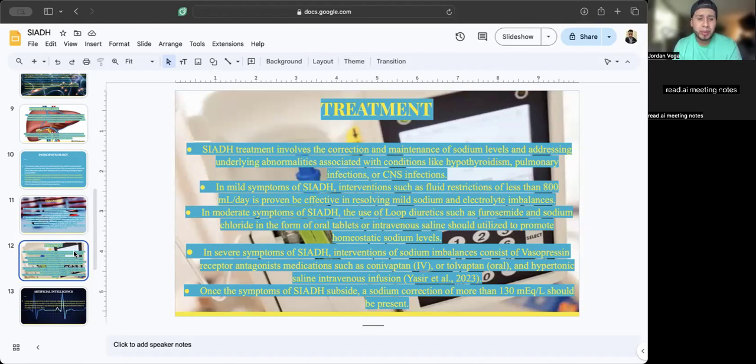In severe cases of SIADH, more extensive interventions may be needed, such as the use of vasopressin receptor antagonist medications, and they can help stabilize a person's sodium levels along with some hypertonic saline infused intravenously. And the way they'll know that the issue has been resolved is that a person will have a sodium correction of more than 130 mEq per liter, and that will be indicative of the problem being resolved.